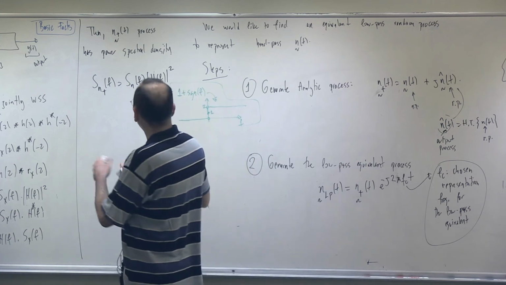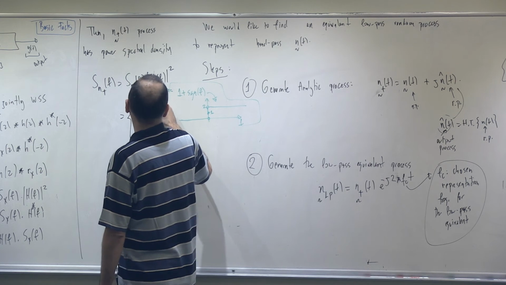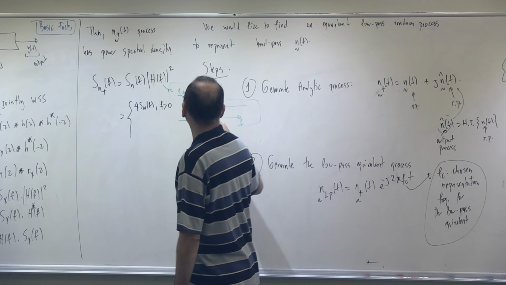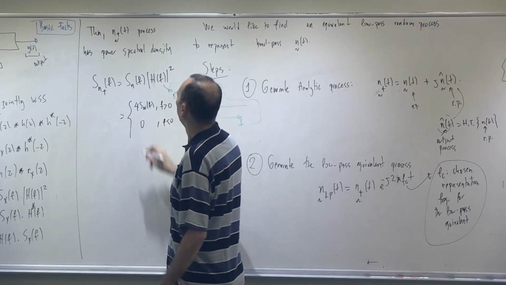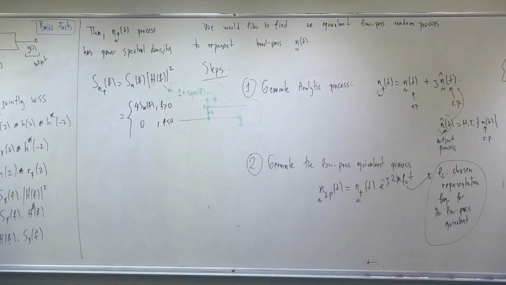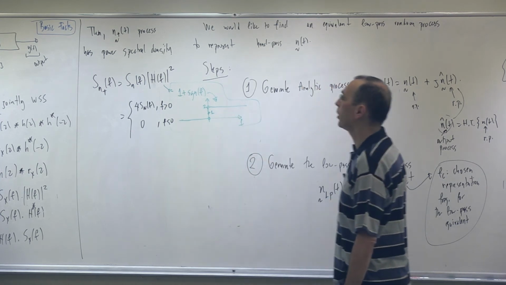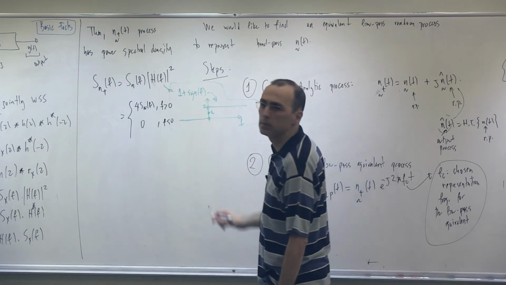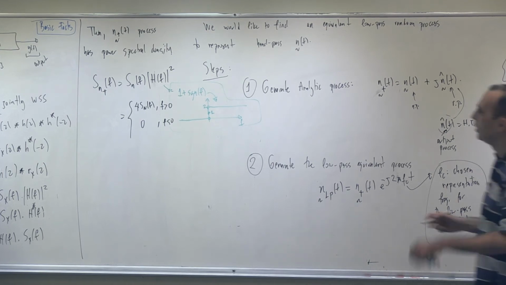Now how can I sketch this? Now this becomes 4 times S n of f, 2 times 2 is 4, for positive frequencies, and 0 for negative. There is something going on at 0 frequency, but let's not worry about 0 frequency. For the sake of Fourier transform discussions, the value of the function at an isolated single point is not important. Okay, so this is the end.